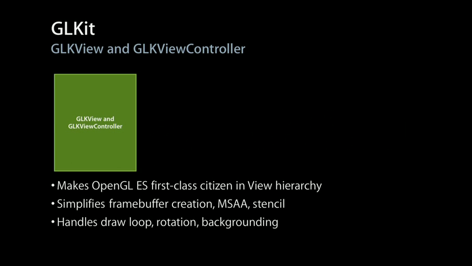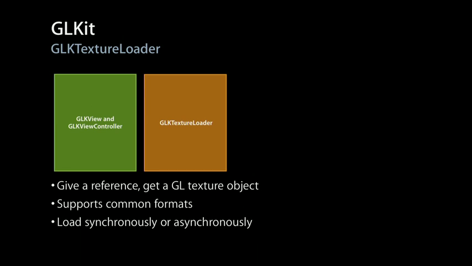GLKit consists of four major parts. The first part provides new classes for managing your rendering and draw loop, the GLKView and GLKViewController. These make OpenGL ES a first-class citizen in the display system and view hierarchy, with all the semantics and behaviors you're familiar with from UIKit. The view handles its drawing and handles all the setup of frame buffers and render buffers and so on for you. The ViewController integrates into the system to provide you with a rendering loop, handle display orientation changes, backgrounding, and so on.